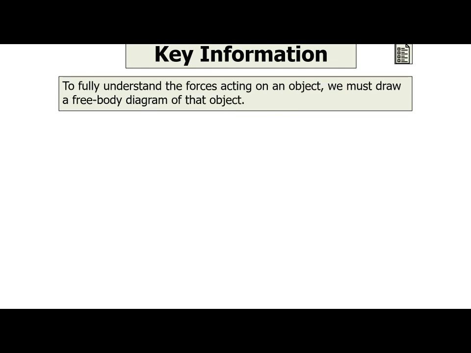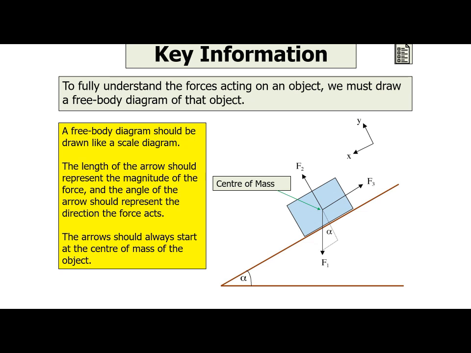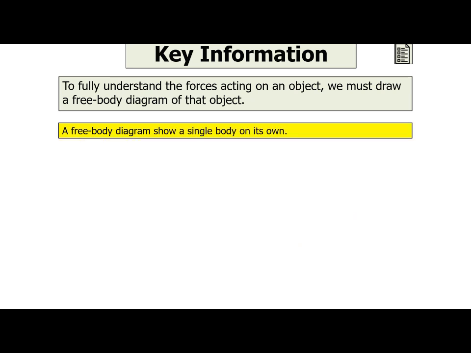Now, to fully understand the forces acting on an object, we must draw a free body diagram of that object. Now, a free body diagram should be drawn like a scale diagram. The length of the arrow should represent the magnitude of the force, and the angle of the arrow should represent the direction the force acts. Now, the arrow should always start at the centre of mass of an object, as shown on the diagram on the screen. Now, to understand this, a free body diagram shows a single body on its own.